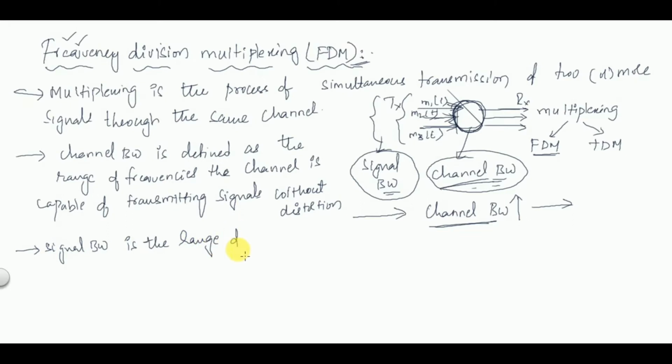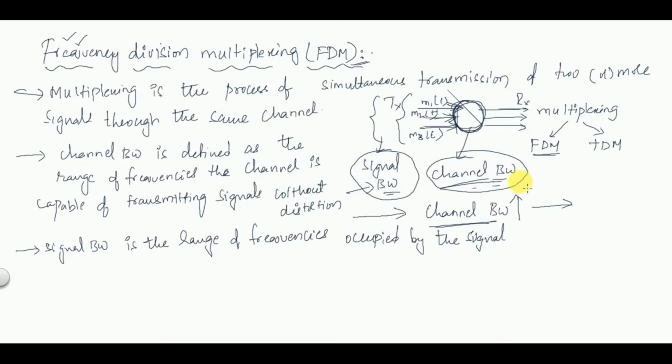Range of frequencies occupied by the signal. Okay, so signal bandwidth is the range of frequencies occupied by the signal. That is the highest frequency minus lowest frequency, that forms the signal bandwidth.